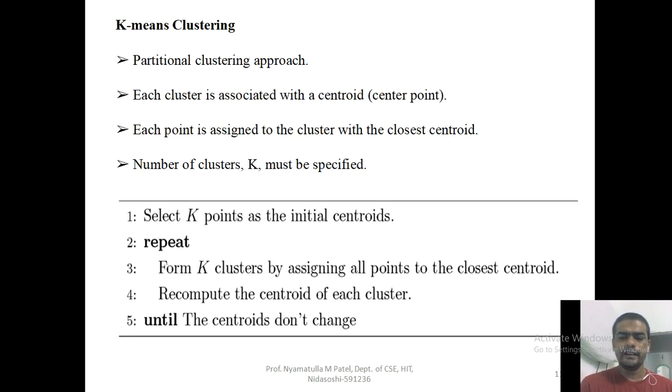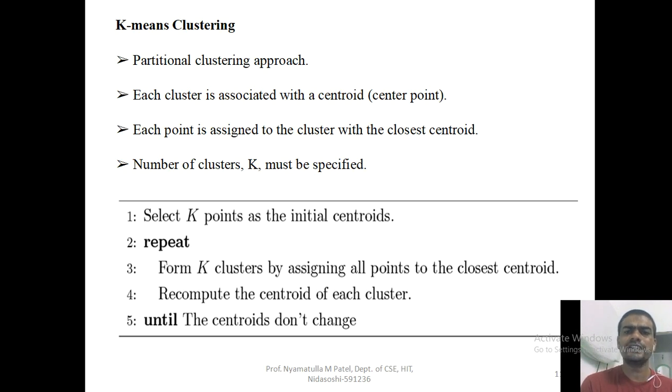Okay, next coming to one of the most important types of clustering algorithm, that is called k-means clustering. So, what is k-means clustering? K-means is a partitional clustering approach. We have two types of clustering approaches: one is partitional based and the other is hierarchical based. So, k-means clustering is a partitional clustering approach, wherein all the points in the group are arranged based on their similarity, and the points which are not similar to one another are put into the other cluster.